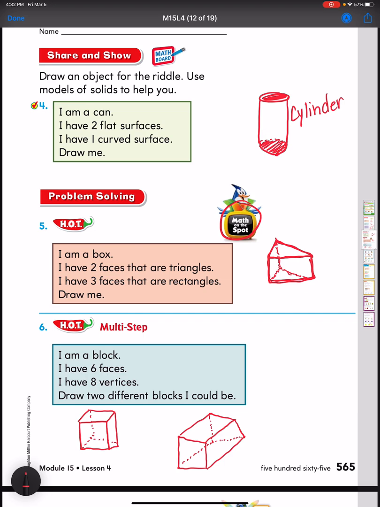They all have 6 faces. So 1, 2, 3, 4, 5, 6. 1, 2, 3, 4, 5, 6. And they have vertices. 1, 2, 3, 4, 5, 6, 7, 8. 1, 2, 3, 4, 5, 6, 7, 8. Vertices where your edges come together. Those are tricky. All right, I'm going to change my page. Remember to pause if you need to.